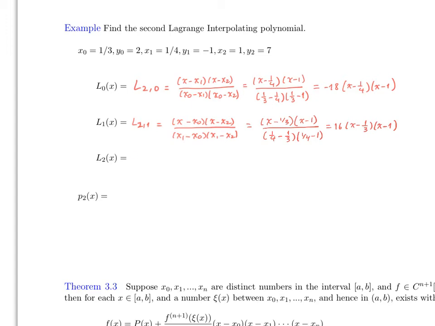All right, so finally L22. So now this will be just x minus 1/3 times x minus 1/4 divided by 1 minus 1/3 times 1 minus 1/4. And this simplifies to 2 times x minus 1/3 times x minus 1/4.